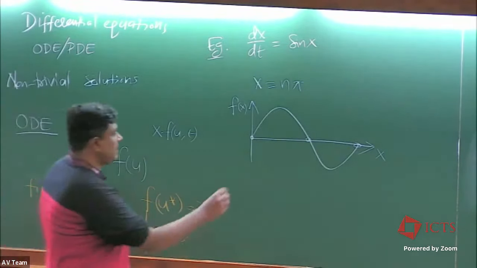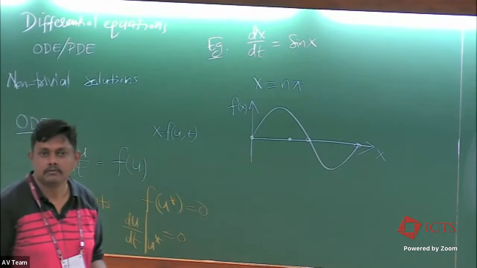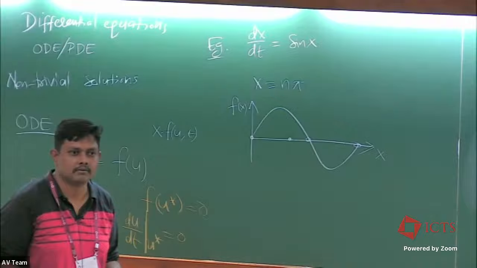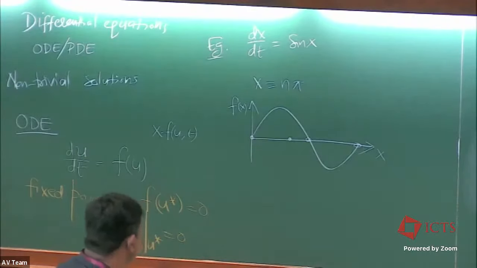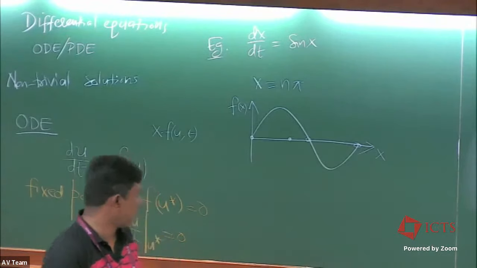Okay. So let's say I start from somewhere here. Can you tell me which fixed point it goes to? Does it go to 0 or does it go to pi? Is the question clear? Pi. Okay, how did you figure that out? The velocity is positive.